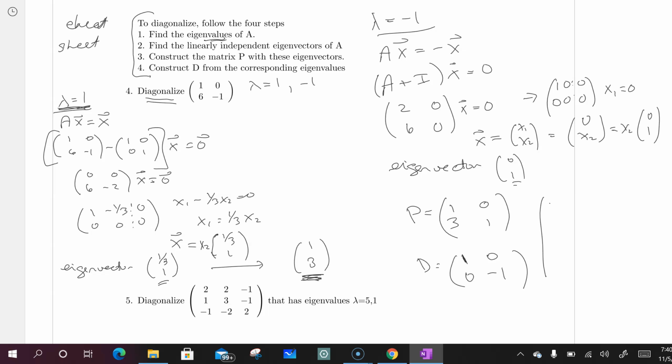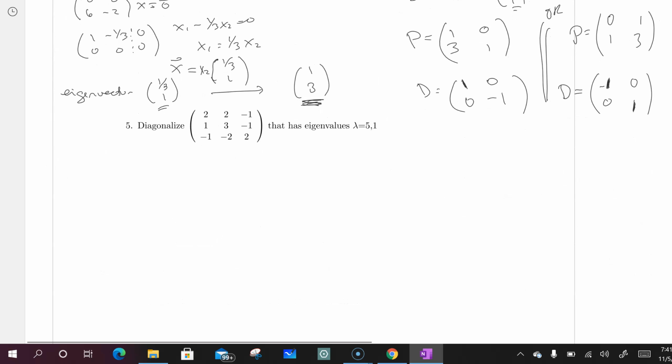All right, or I could have put my eigenvalue of negative 1 in my D in my first entry, then this would be my P. I would put that vector there, and I could have put eigenvalue of 1 here, and then just put this vector here. So the P and the D are not unique, they just have to correspond.